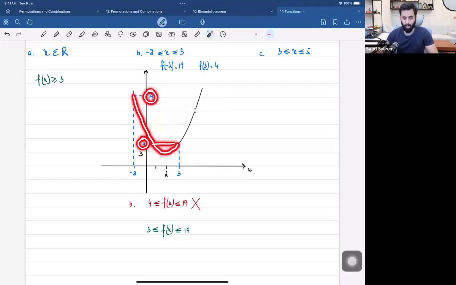Of course not. Why? Because we're looking at the curve and we can see that it goes further down, it goes to 3 as well. Why? Because 3 is the least y value. So the correct range would be from 3 to 19.